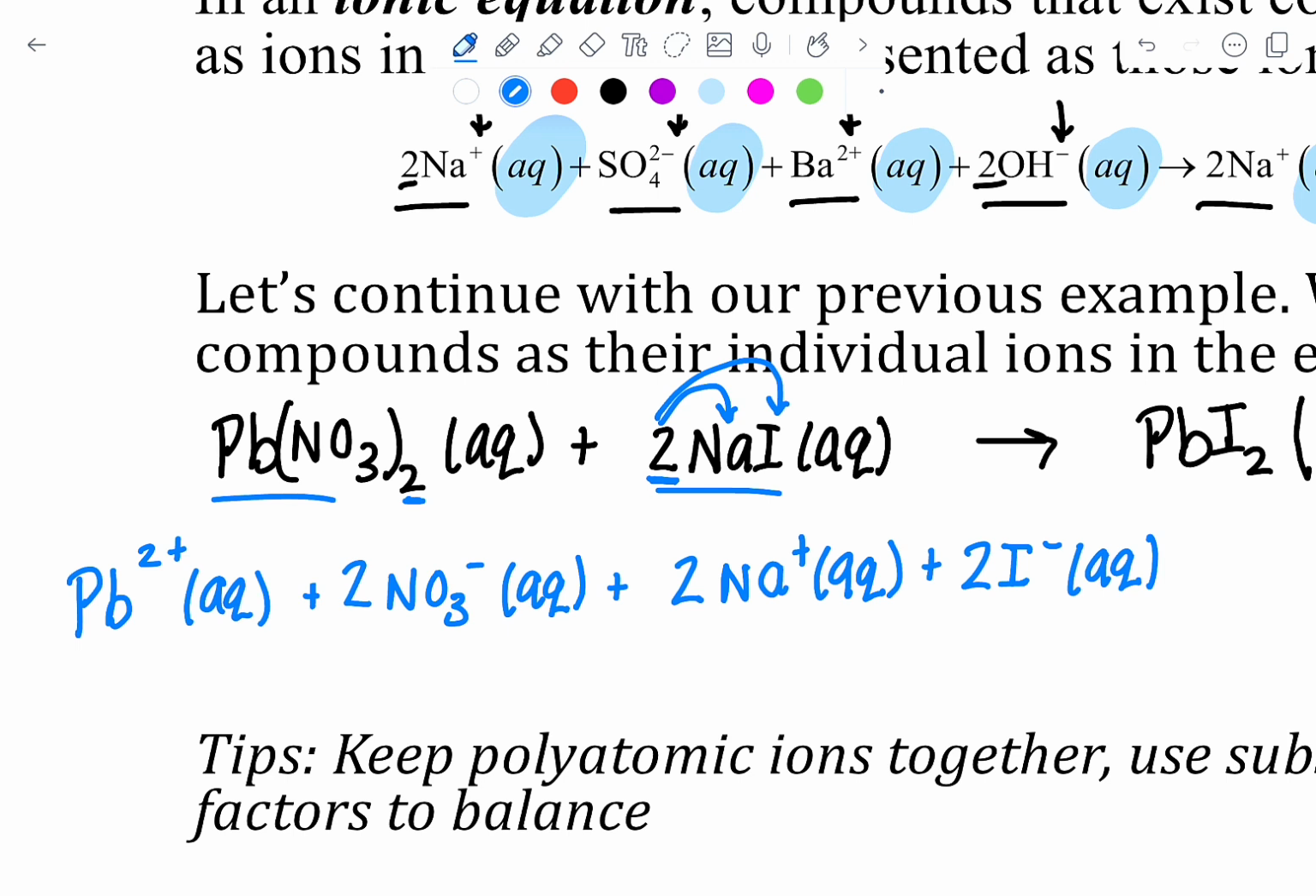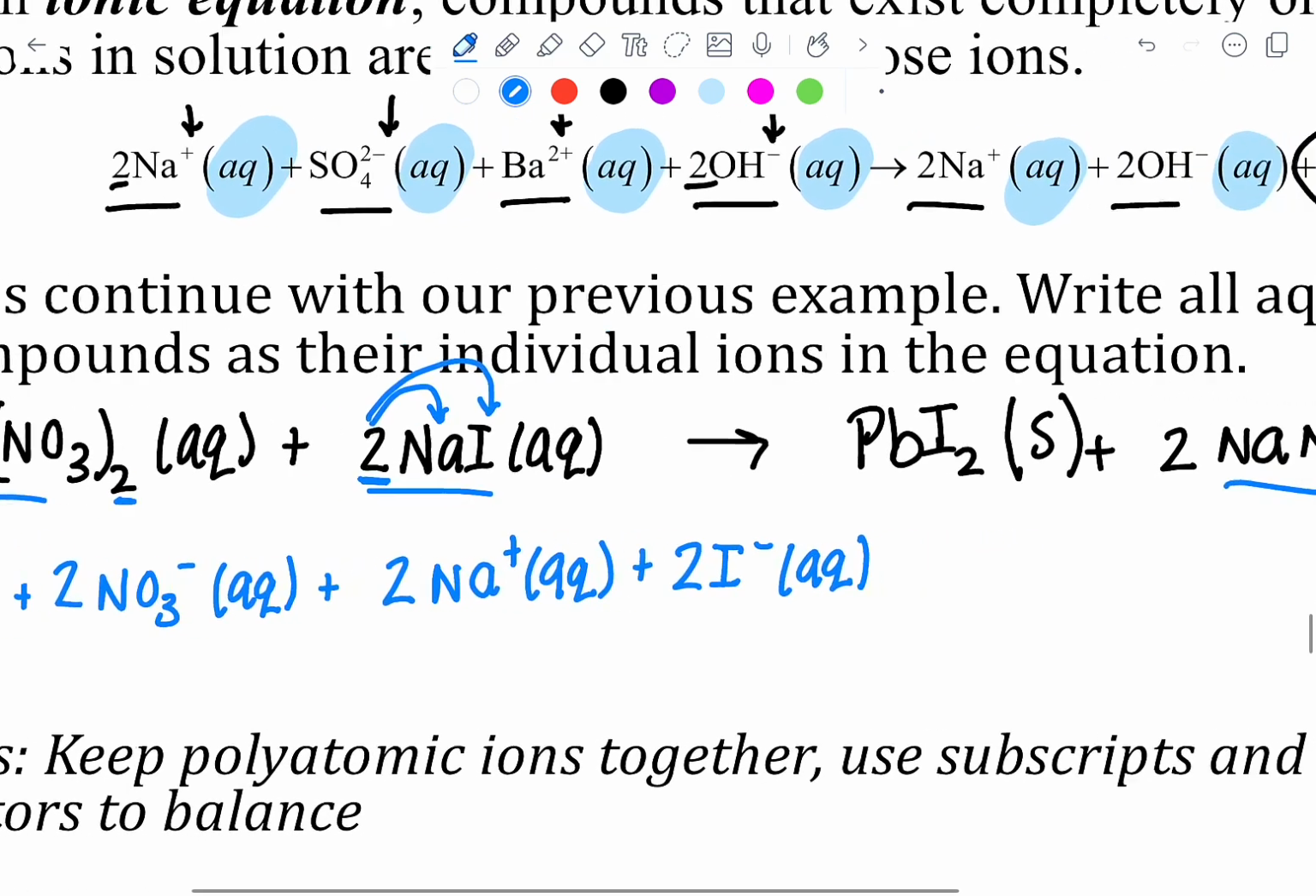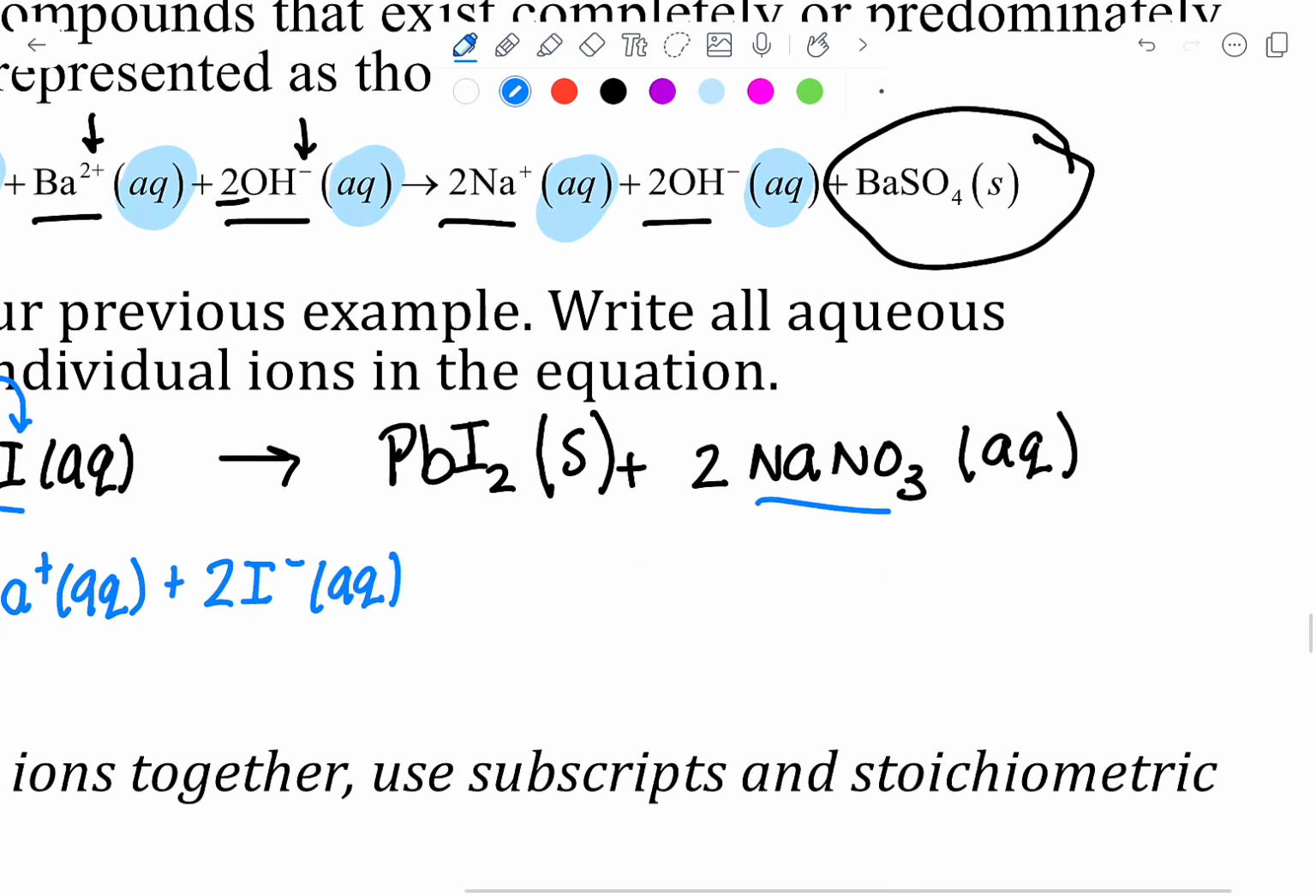I've shown each compound as its individual ions, all with their charges, all with stoichiometric balancing factors that come from our previously balanced equation, and all with their aqueous states on them as well. These are all required when you have to write these equations out on your homework and your exams, balancing charges and states. So now we move to our product side.